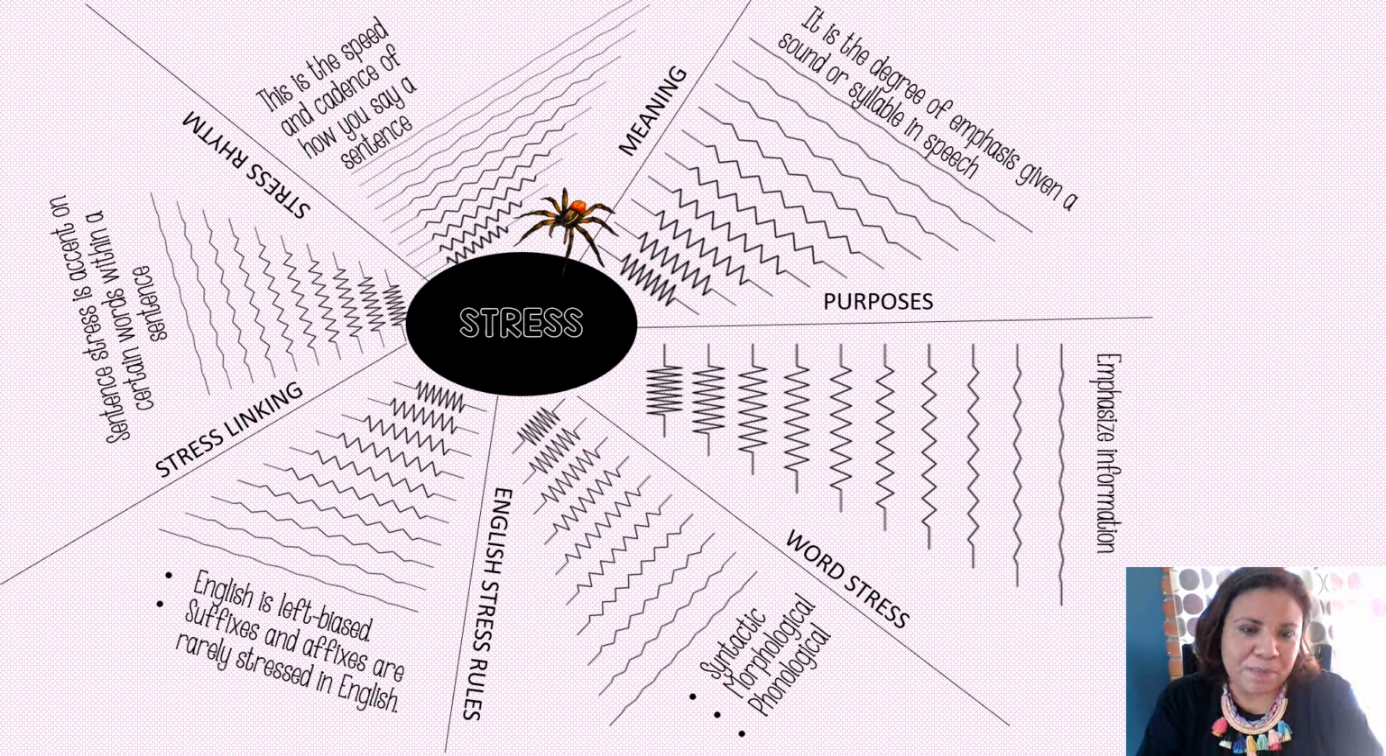Finally, stress rhythm. This is the speed at which the sentence is said. It is not the same saying, hello, my name is Mariana, than saying, hello, my name is Mariana. You see a different speed, you have a different flow in the words, and we keep the speed in the sentence. I hope this was very clear to you.